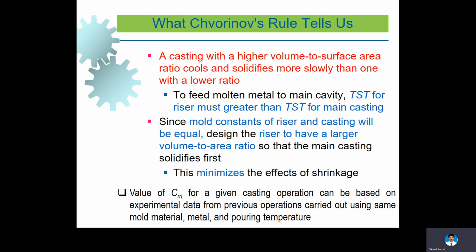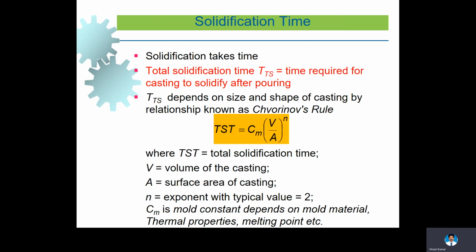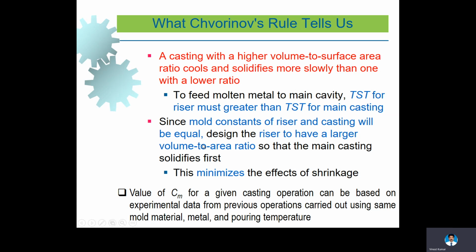Otherwise, the metal will solidify in the riser itself, and the metal will not flow or enter into the cavity, and will not get the shape of the product to be produced. So this is very important. The parameter which dictates this TST is the volume to area ratio. So we need to design the riser in such a way that the volume to area ratio is much higher than the casting to be produced. So these are the things.